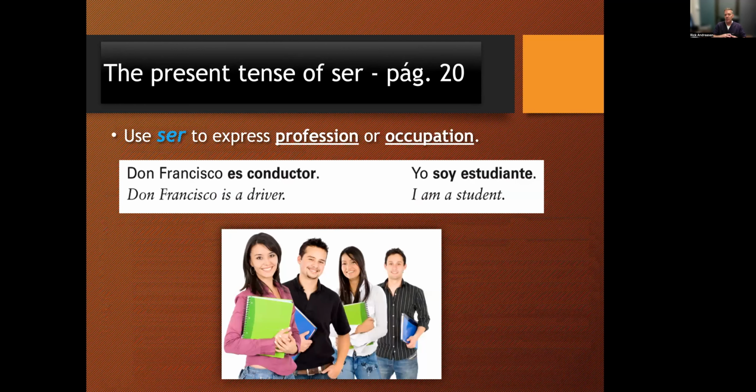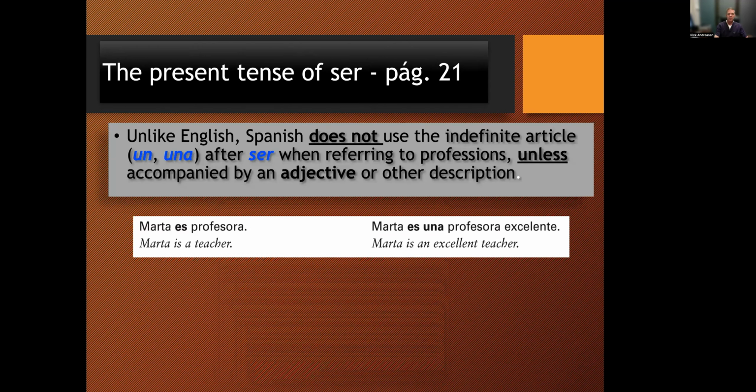Okay, ser also expresses a profession or an occupation. Don Francisco es conductor. He is the driver. Yo soy estudiante. I'm a student. Yo soy maestro. Yo soy profesor. Yo soy doctor. Yo soy quiropráctico. Yo soy padre. I'm a father. Yo soy hermano. Yo soy tío. So anything you're expressing what somebody is, what they do, what their profession, occupation, or role is, we're going to use the verb ser. So that's one of the other uses of ser, and you can read more about that on page 20 as well.